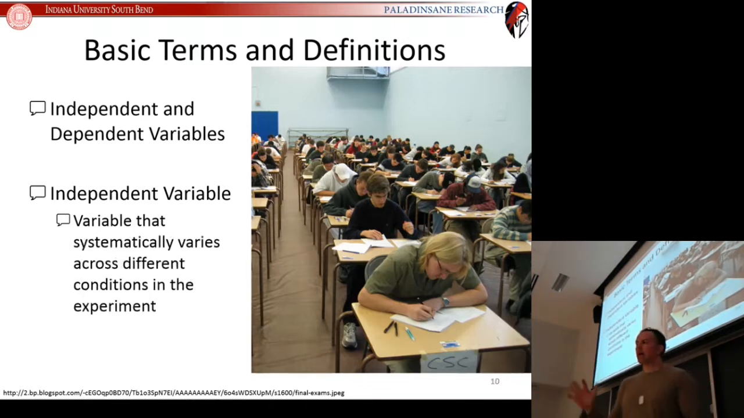The other type of independent variable that still qualifies as an independent variable is one that is systematically varied across different conditions in the environment, or systematically varied across different conditions in the experiment. So that systematically means that the experimenter is still in control, even though they cannot or do not directly manipulate it.